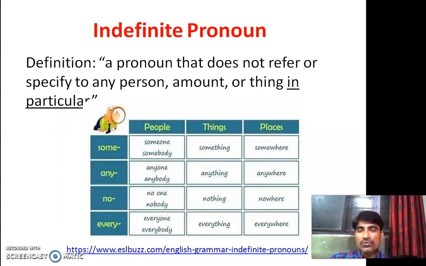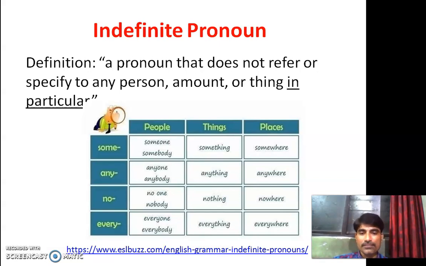The next one is indefinite pronoun. Indefinite means you don't get particular or very specific information. So whenever we are going to use such pronouns which do not give very particular or specific information in terms of amount, in terms of person, in terms of number, they are all indefinite. Indefinite means you cannot say whether there are 3 people or 4 chairs or 5 balls.